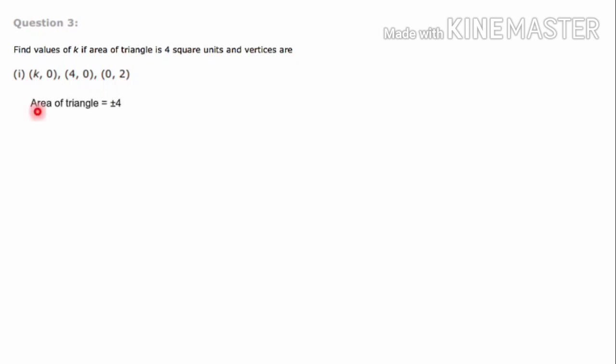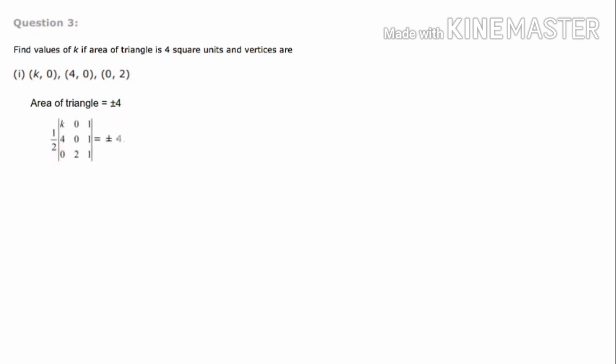Question number 3. Find the values of k if the area of the triangle is 4 square units and the vertices are (k, 0), (4, 0) and (0, 2). Here the area of the triangle is given as 4 square units. In the properties we have already studied that we have to take both positive and negative values. So plus or minus 4 we have taken.